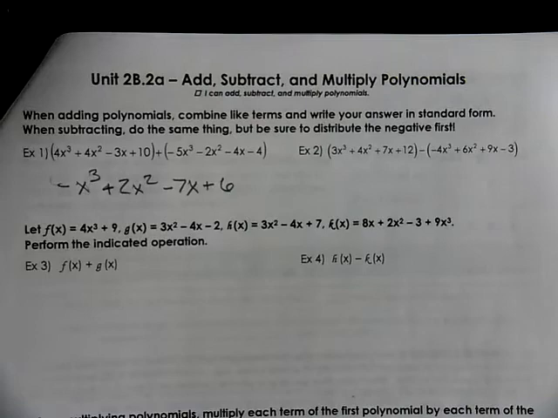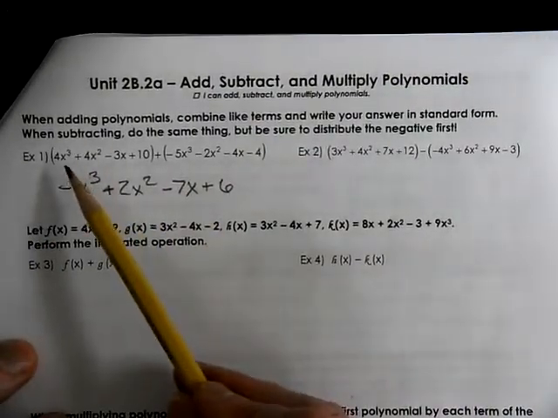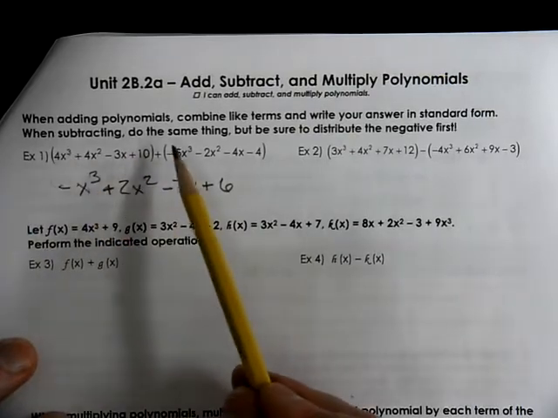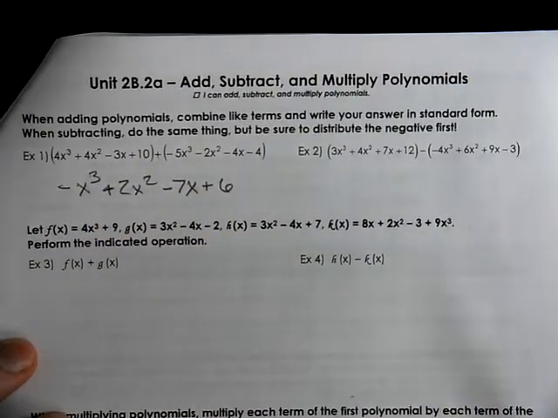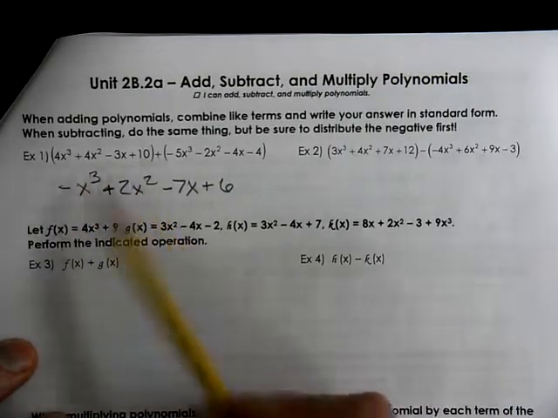Notice we did not change any of the exponents. The exponents only change when we're multiplying the common base. Here we're adding, so we add the coefficients.